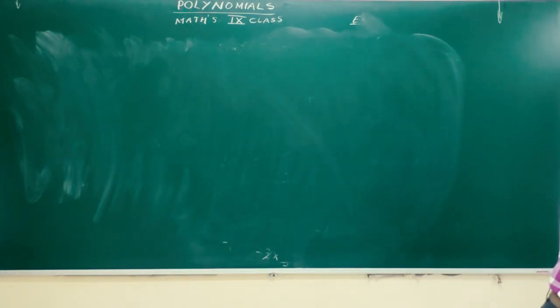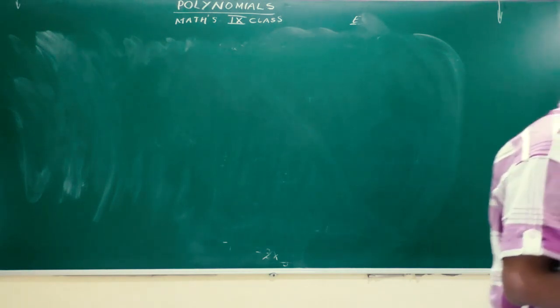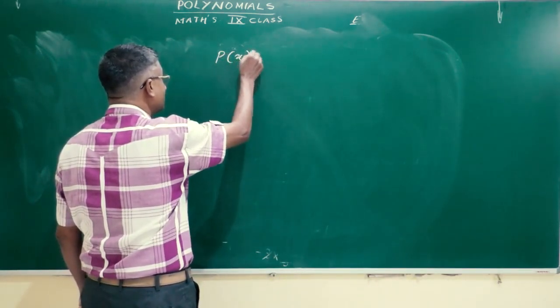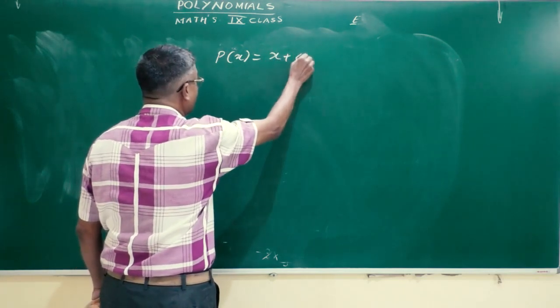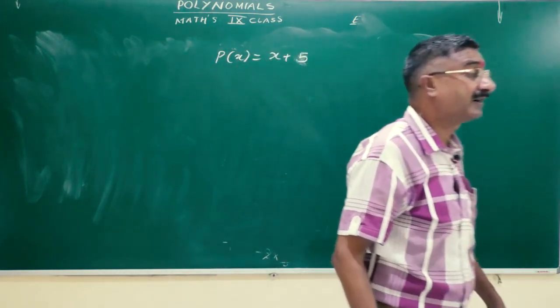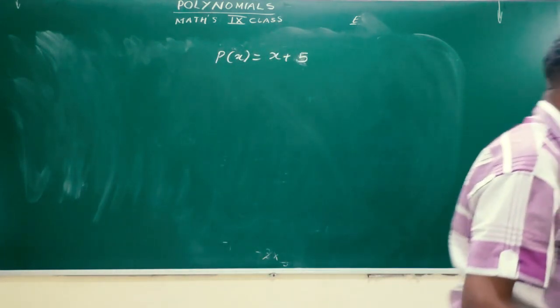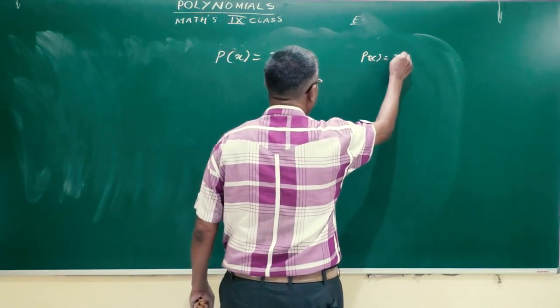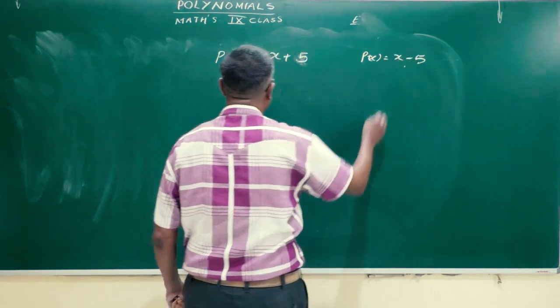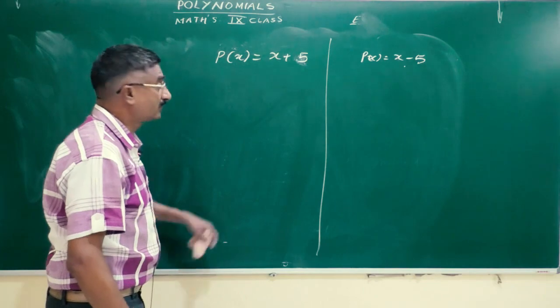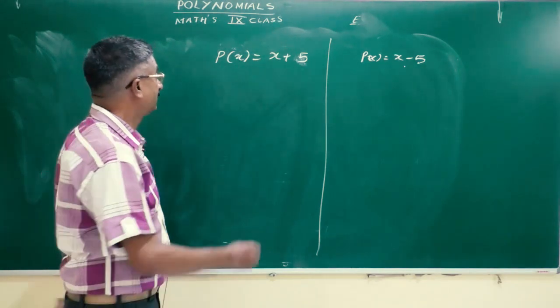Now find the zeros of the polynomial in each of the following cases. Px is equal to x plus 4. X plus 5, I think. Second question, Px is equal to x minus 5. This is a separate question, okay? So you should not worry. Px is equal to x plus 5.